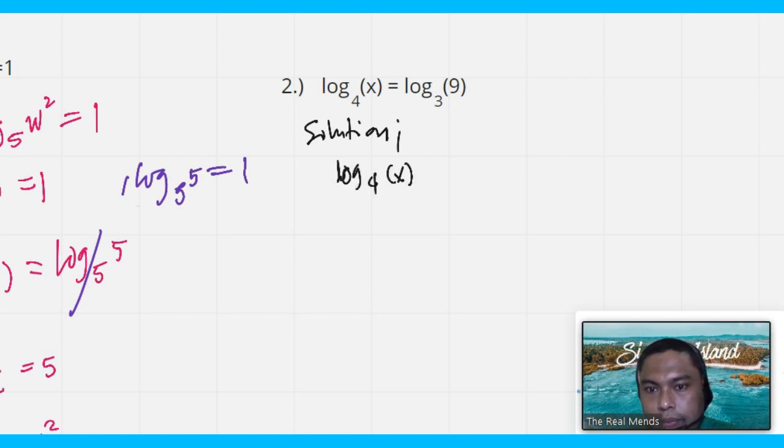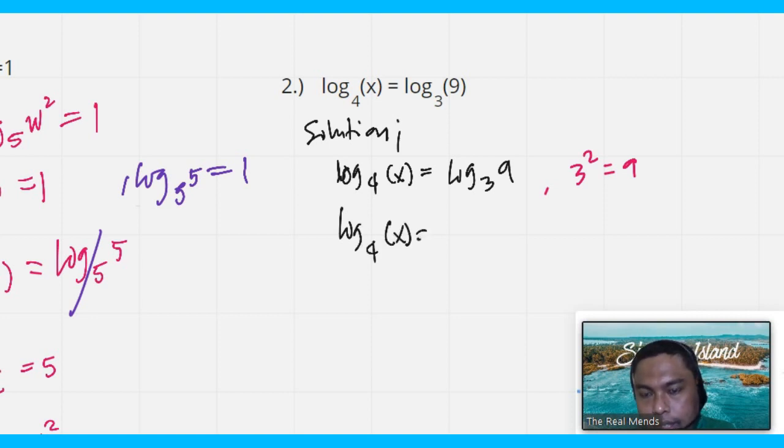Log base 4 of x is equal to log base 3 of 9. First, we rewrite 9 as 3 squared, since 3 squared is just equal to 9. So this can be written as log base 4 of x is equal to log base 3 of 3 squared. They are the same.